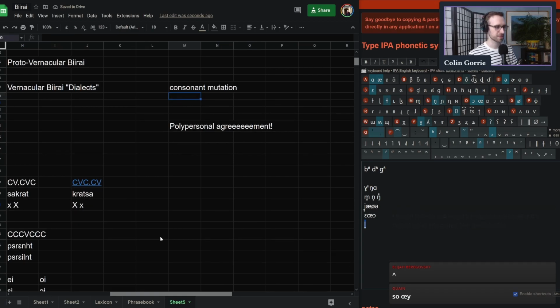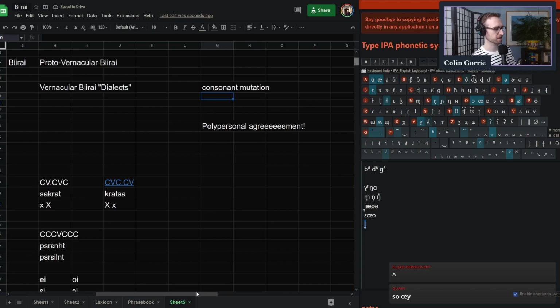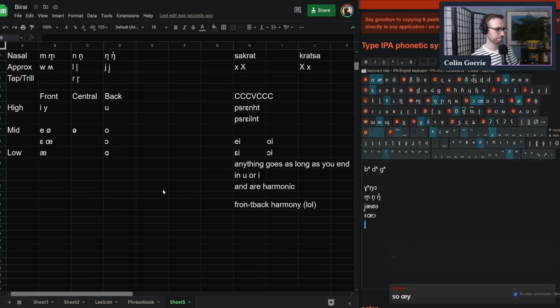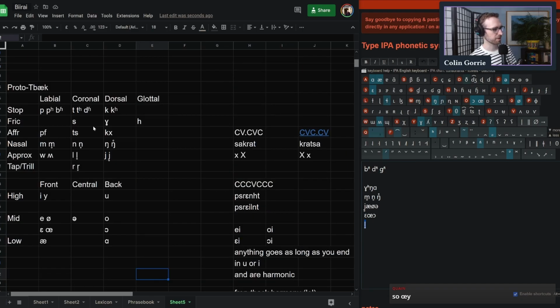All right, so consonant mutation and polypersonal agreement, but these are morphological, so we will get into that in a bit. But look at this. I think this is a beautiful inventory. So now that we have this done, let's try to work backwards from knowing that we have to come up with this system. Let's work backwards from Biirai to Proto-Biirai-Tbæk and then forwards. I think that's the idea.